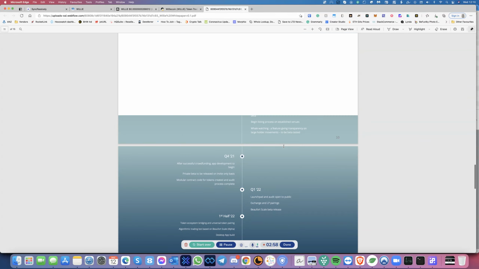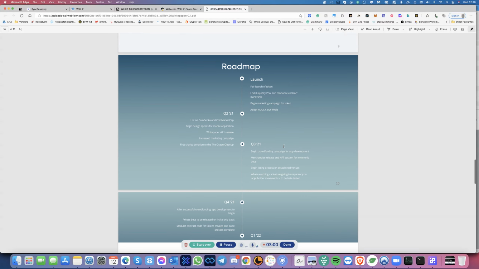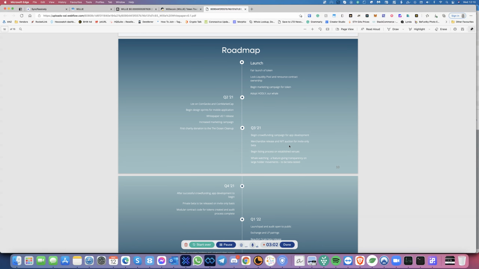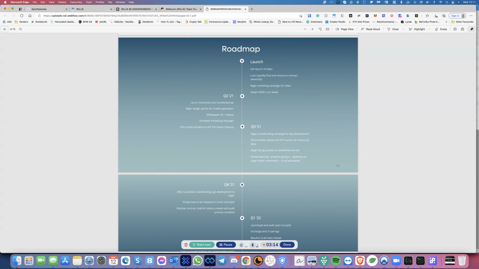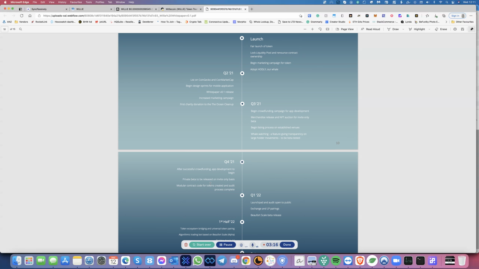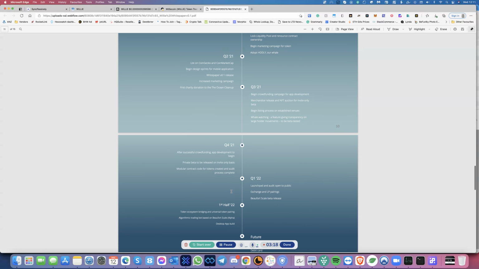So you can see their roadmap. They've got a few things up. They've got a crowdfunding campaign for app development, a merchandise release, an NFT auction for invite only. They're going to list their token on other venues, and they've got other things that they're working on as well.